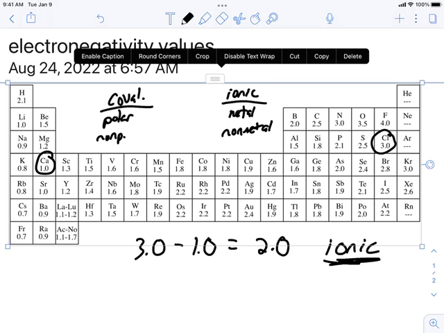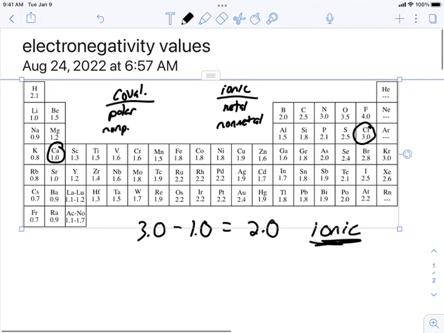That's ionic. So do you always need to do the subtraction? Not necessarily. If you see a metal and a nonmetal, it's ionic. You don't even have to do subtraction. But we did just to prove the values.